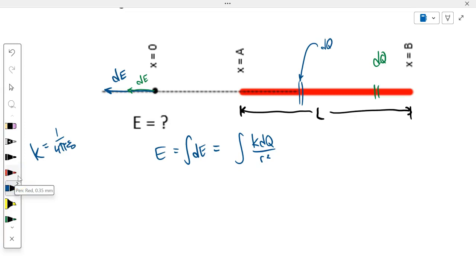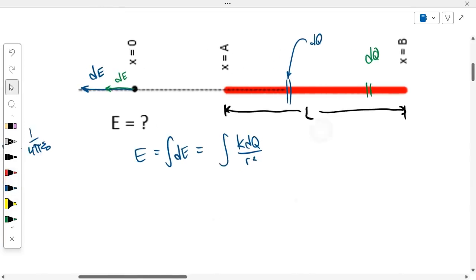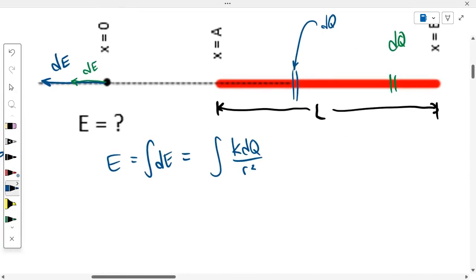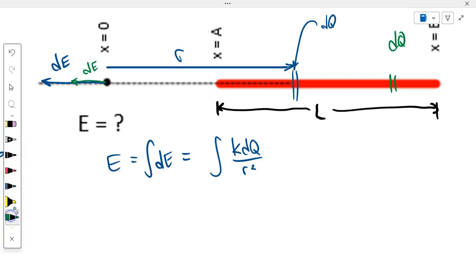We've got r as a variable. Here's an r vector locating this dq. Here's a different r vector locating that dq. So r is a variable. We have to integrate with respect to a different variable, so we've got to get our dq in terms of r. Remember that lambda is defined to be q divided by L.